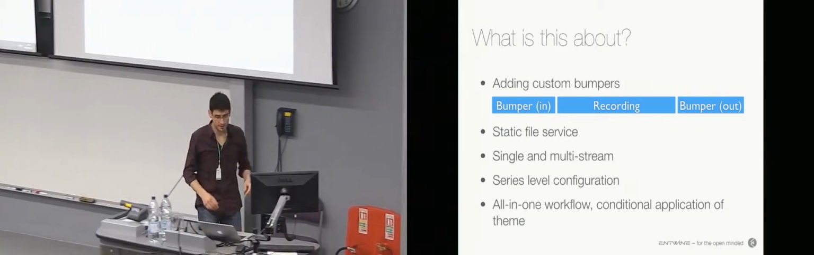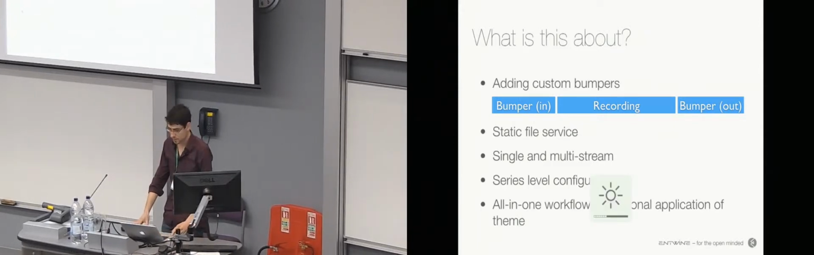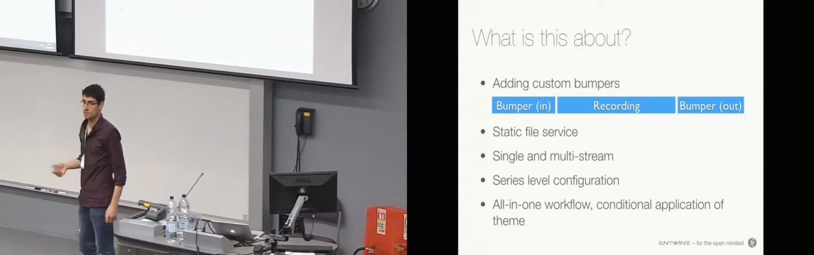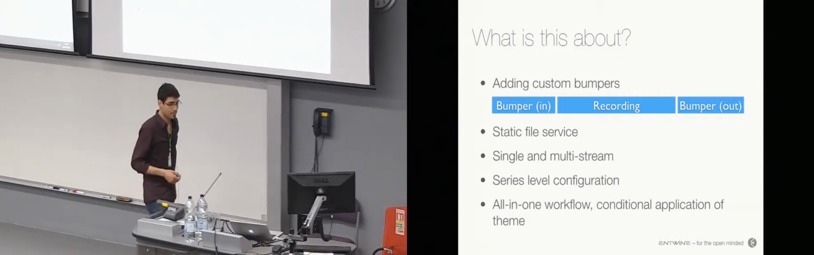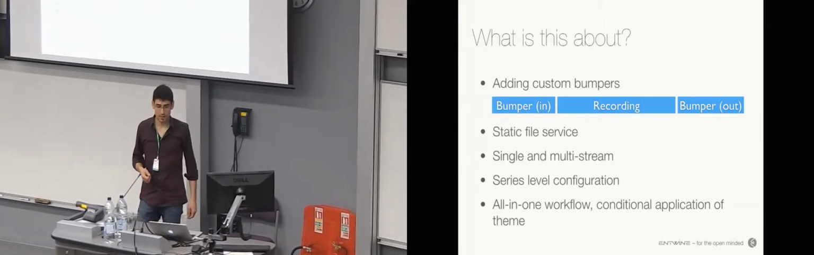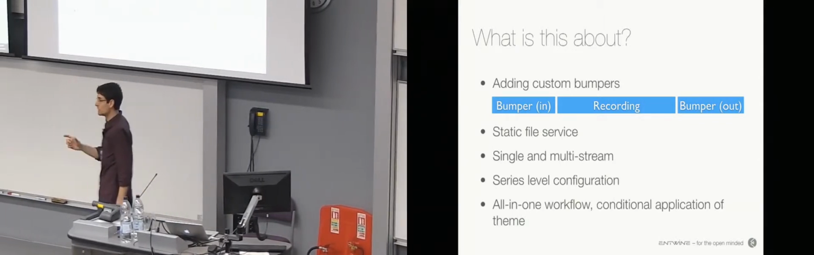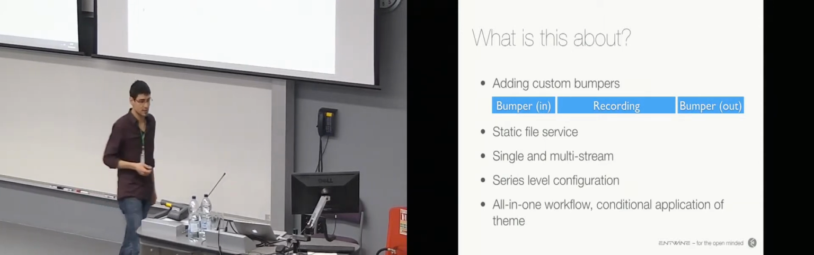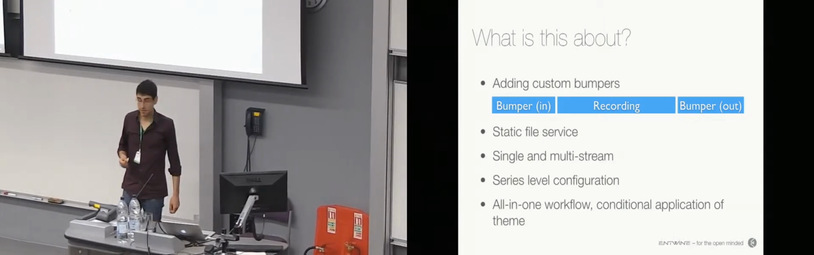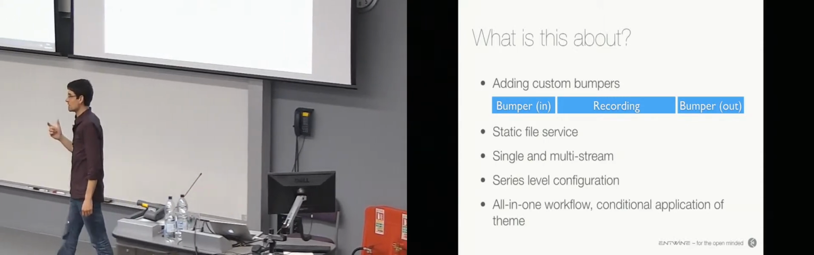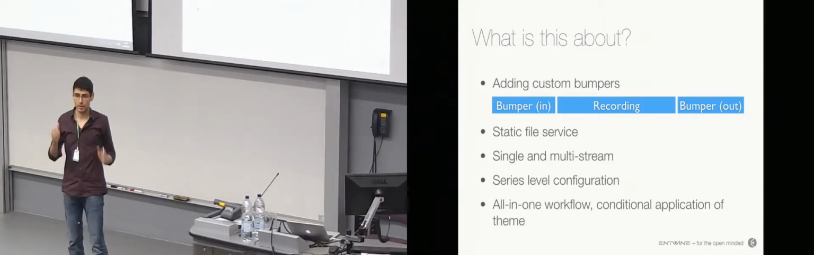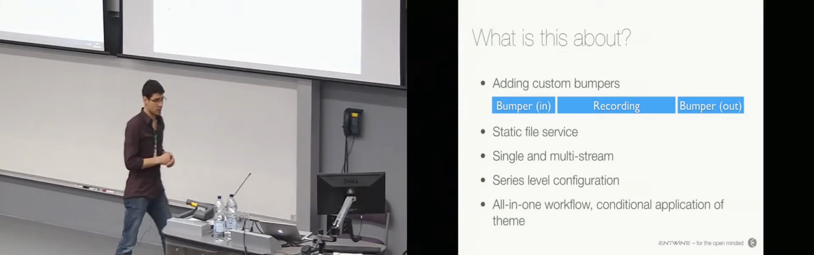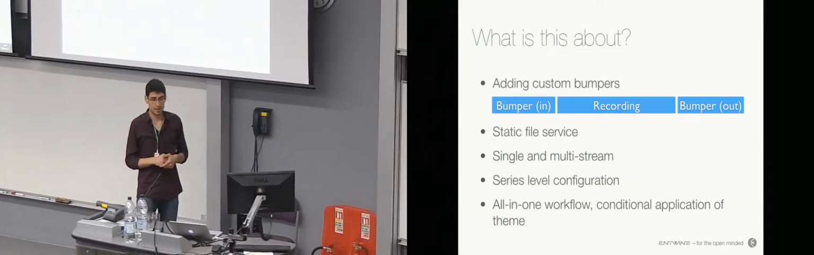In order to implement that, we had to implement a new static file service, which allows us to upload those artifacts through the admin UI. We have the ability to brand single and multi-stream videos, which you will see in a minute. And as I said, currently the implementation is on the series level. So we can define a theme for a series, and then all the events that get processed will have a theme that is automatically applied.